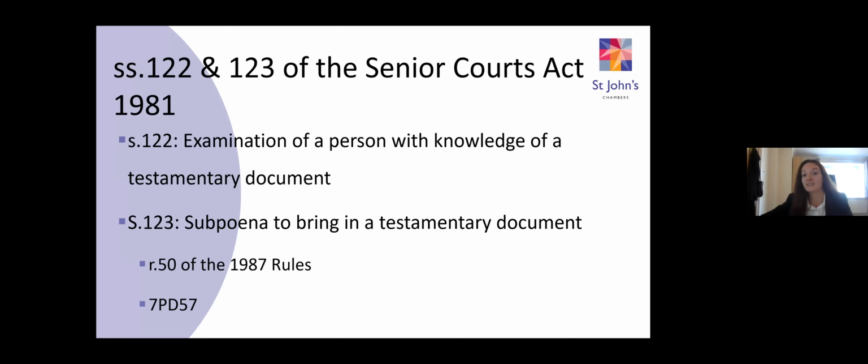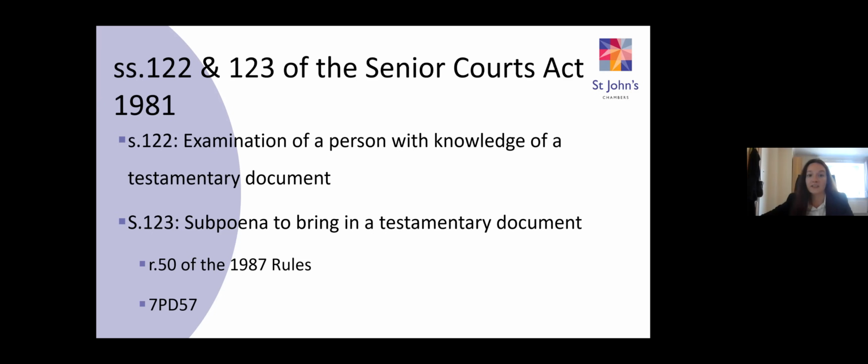And where an application under section 122 is made pre-action, as is likely to be the case given the likely materiality of this information to the assessment of a potential claim, Rule 50 of the 1987 rules provides that the application can be made by summons. However, if an application is more unusually required after a claim has been commenced, then the application can be made in accordance with CPR Part 23 as usual.